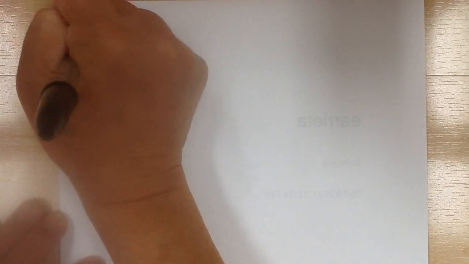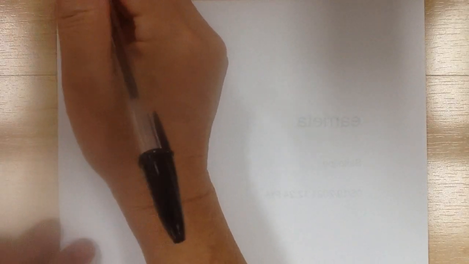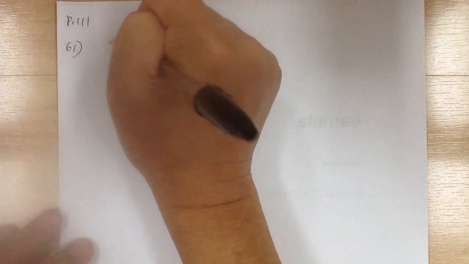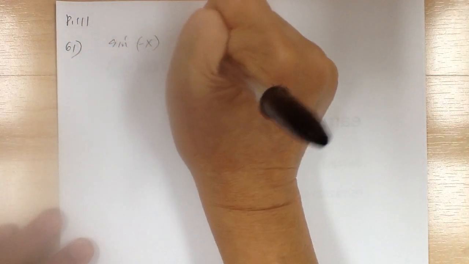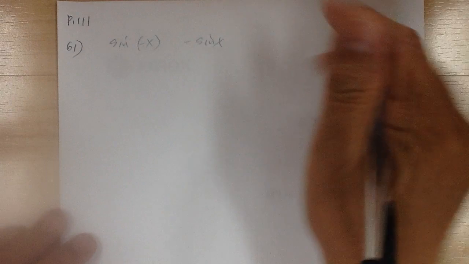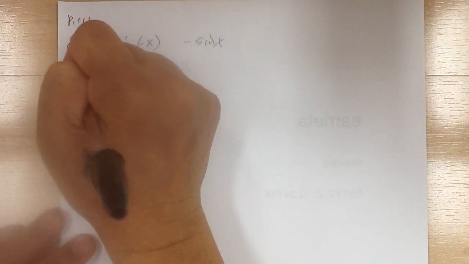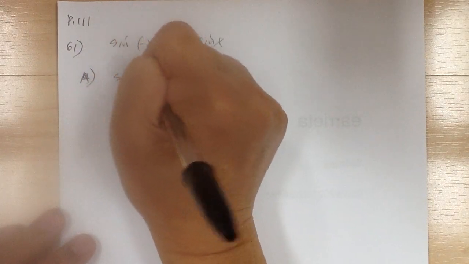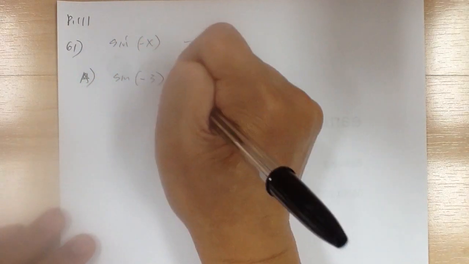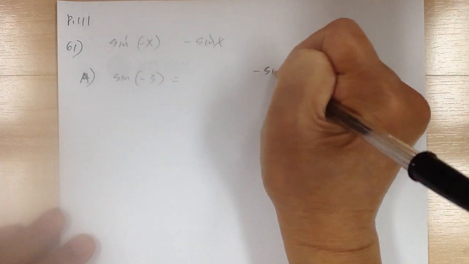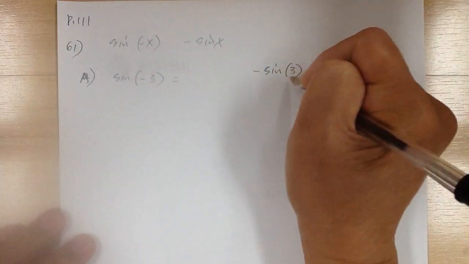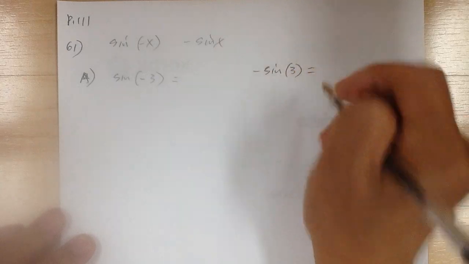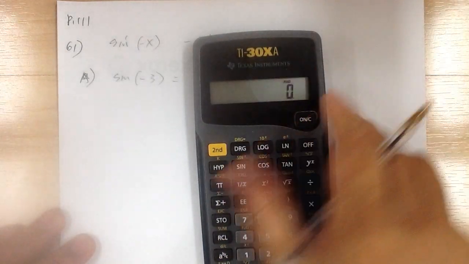Okay, next one, number 61. So you want to evaluate sine of negative x and negative sine of x. Okay, and for A, so you're going to have sine of negative 3 radian equals, and you're going to have negative sine of 3 radian equals. Okay, so you can make sure it's on radian mode.